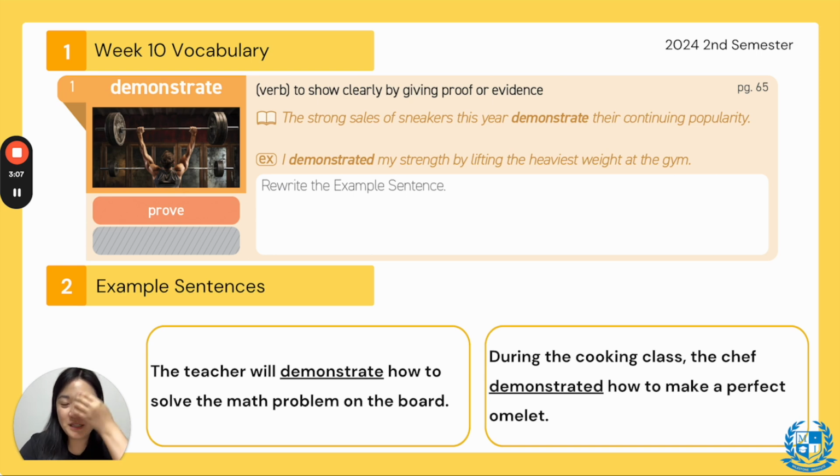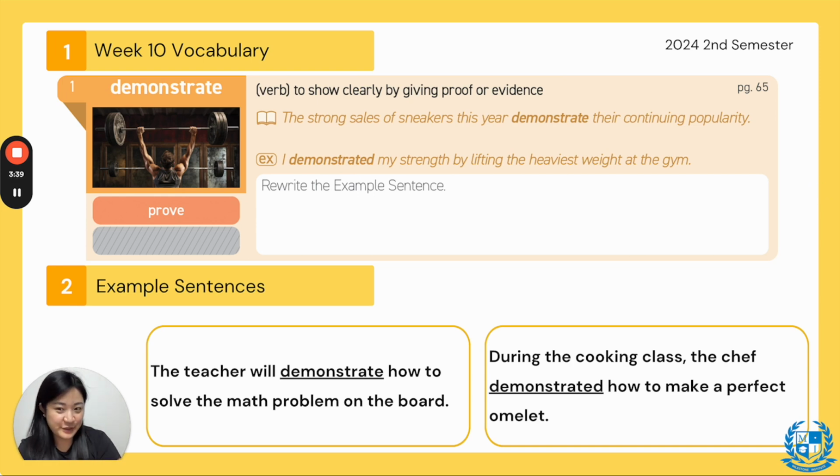Let's read the example together. Ready? I demonstrated my strength by lifting the heaviest weight at the gym. Wow, so this man here is carrying this huge weight, showing or demonstrating his strength, showing what a big macho man he really is by lifting that by himself. Phew. Don't forget to write down the example sentence here in this big rectangle. That's part of your homework.